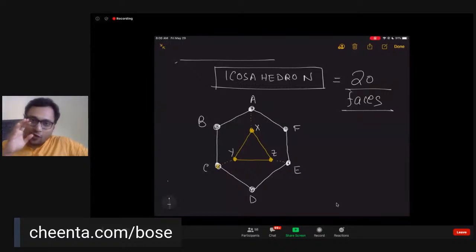Okay, we are almost done, but you have to work a little bit harder. So now I will draw a second triangle.